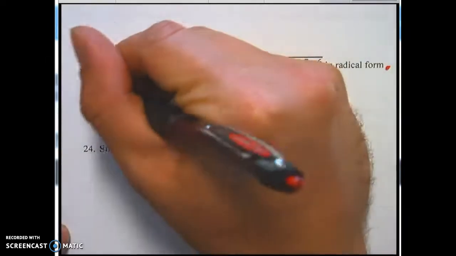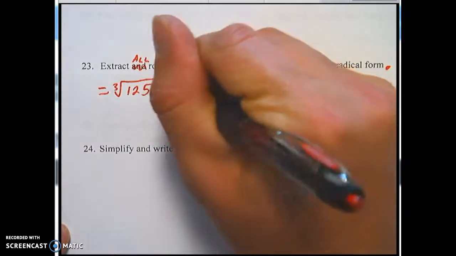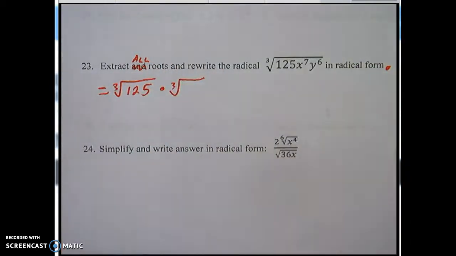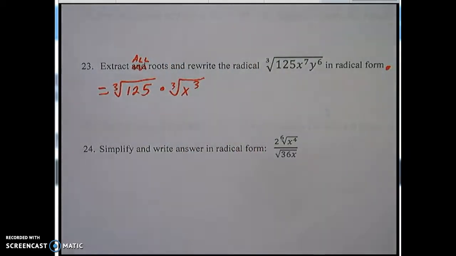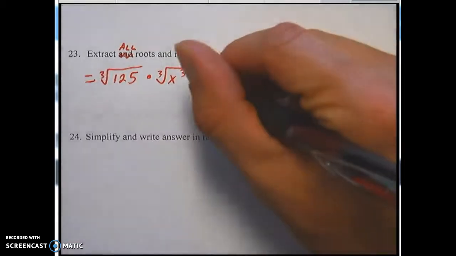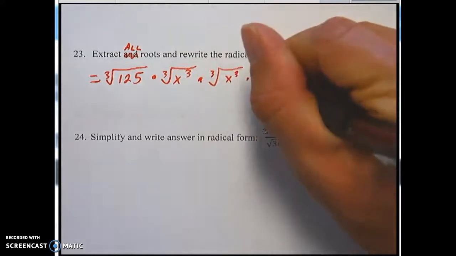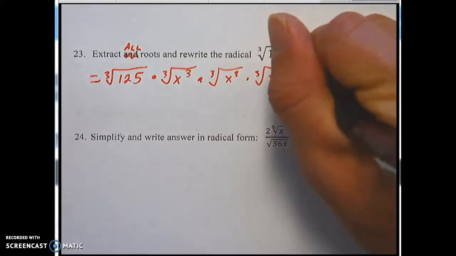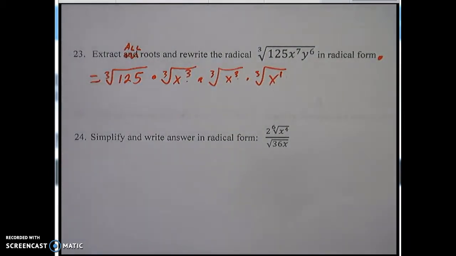So I'm going to break this up into the cube root of 125 times the cube root. Now I've got x to the 7th. I'm going to break up that x to the 7th into x to the 3rd times x to the 3rd times x to the 1st. Because the cube root of x to the 3rd, it's just x. So those things are going to cancel each other out. x to the 1st. So 3 plus 3 plus 1, that's x to the 7th. I took that 7 and I just broke it up.